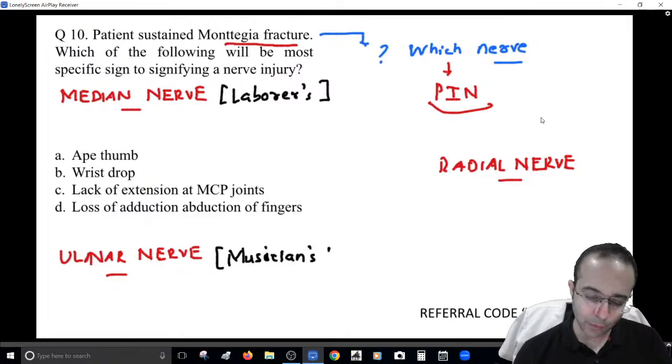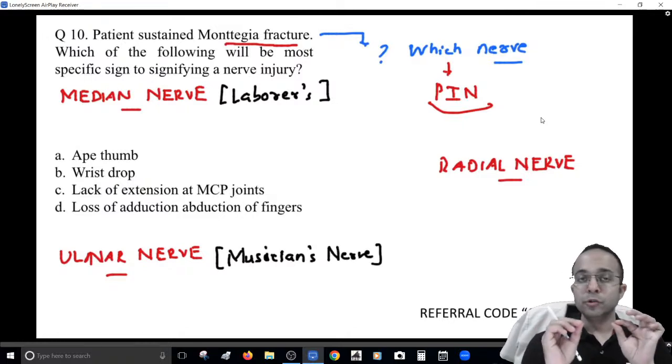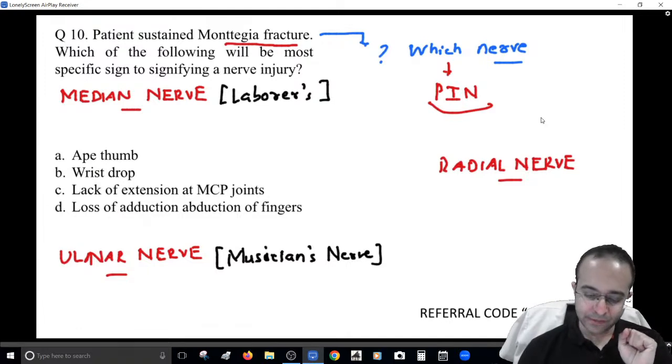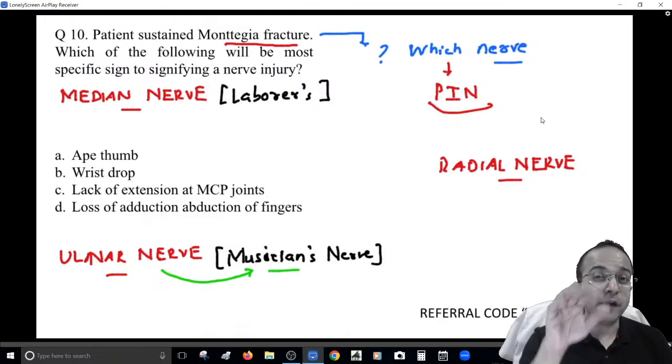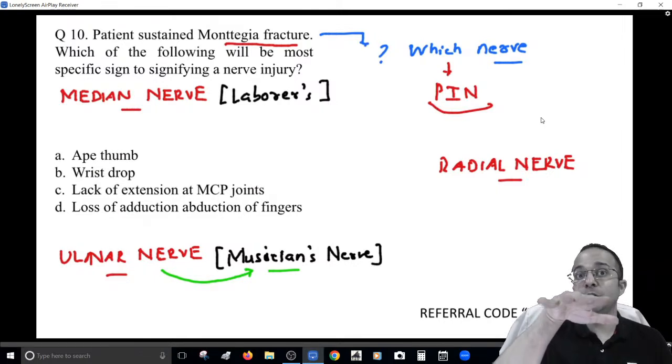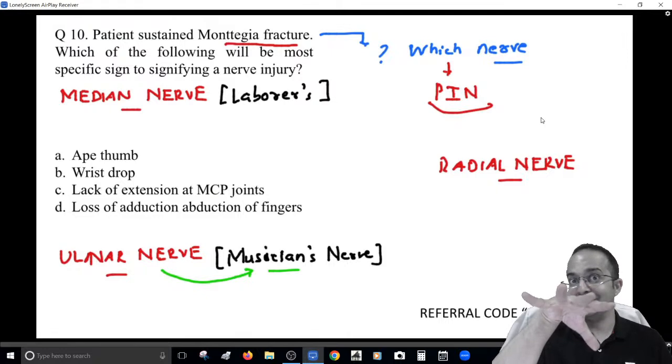And I think you also know about the ulnar nerve. This is a nerve that's popular by the name musician's nerve. Now please, why is the ulnar nerve called musician's nerve? Just imagine, what is the job of a musician? A musician has to play a piano. If you want to play a piano, what do you need with your fingers? Adduction and abduction.